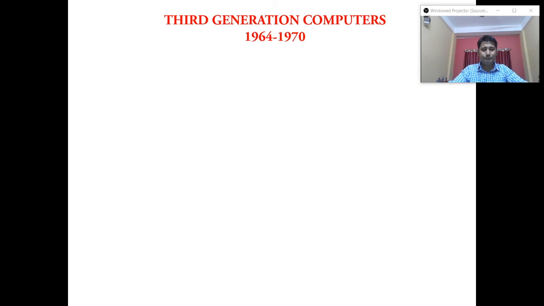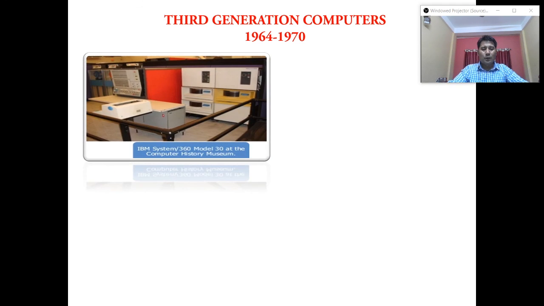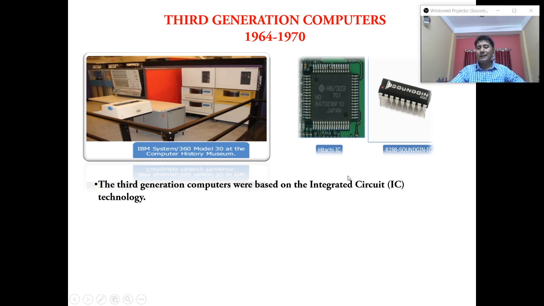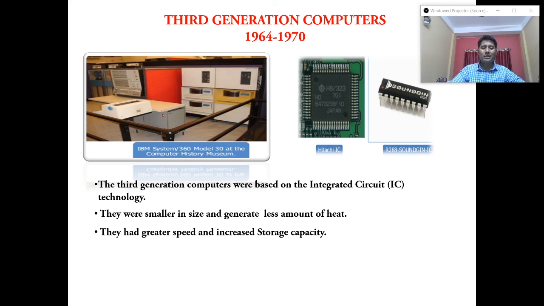Now let us move forward to the third generation computers. It was from 1964 to 1970. These are some images of third generation computers, and in third generation computers the processor used was the IC, or integrated circuit. They were smaller in size and generated less heat than the second generation computers. They had greater speed and increased storage capacity.